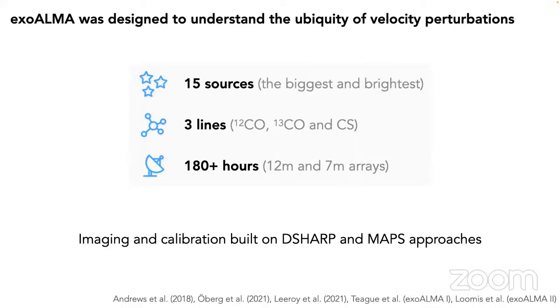with sizes ranging from 200 au to 1,000 au in 3 different lines, 12CO, 13CO, and CS in Band 7, that's about 340 gigahertz. And indeed, that's at a very high spectral resolution, maintaining sensitivities that require a lot of telescope time, more than 180 hours of telescope time.